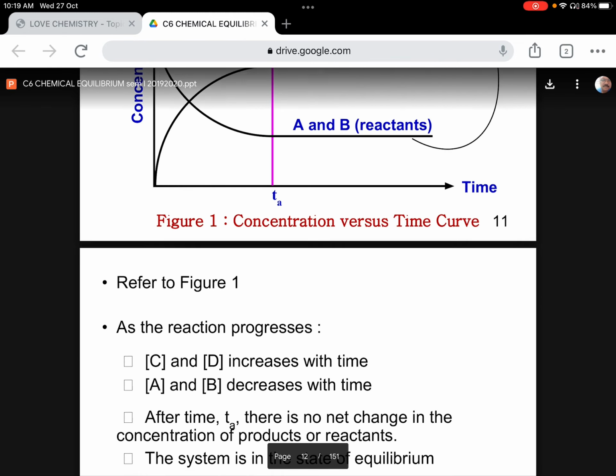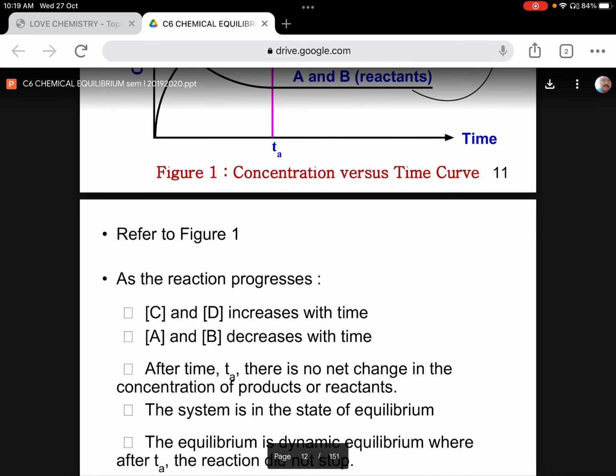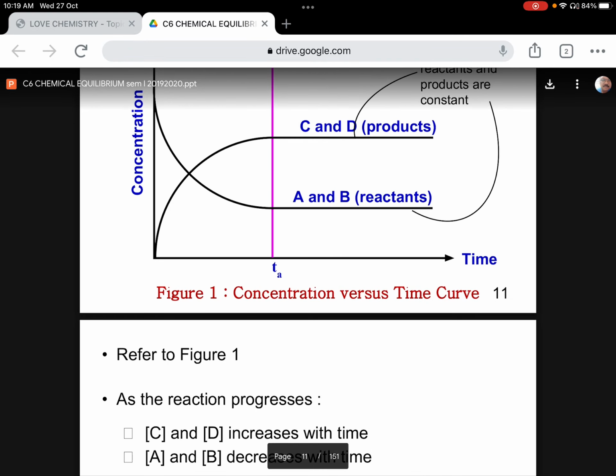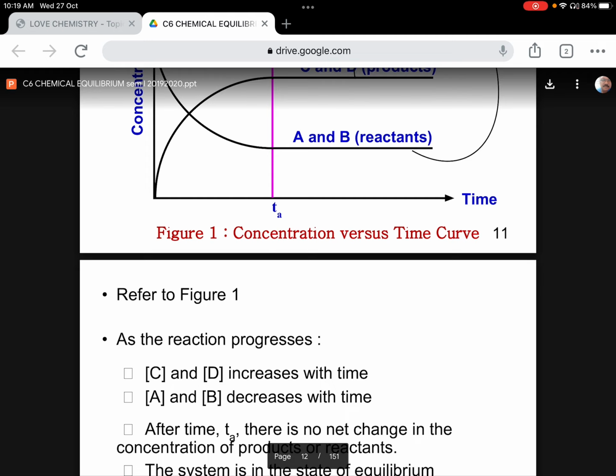Okay, now we try to understand the graph here. As the reaction progresses, C and D increase with time. Yes, they are product, while A and B decrease with time because they are reactant.